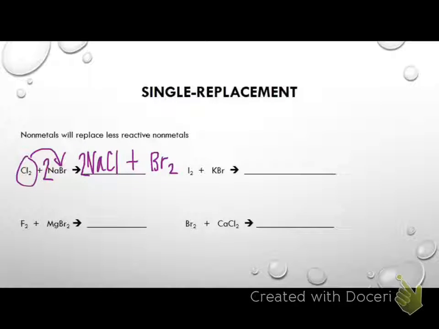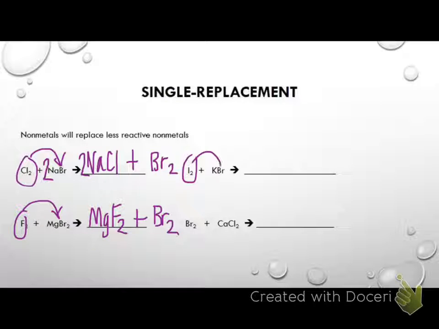All right, let's check out the one below it, fluorine. We want to know, will fluorine replace bromine? And it will, because fluorine's at the top. So we would get magnesium is a +2. Fluorine's a -1, so I need 2. It kicks out bromine now by itself, and I get Br2. And if I look at that, I see that it's already balanced.